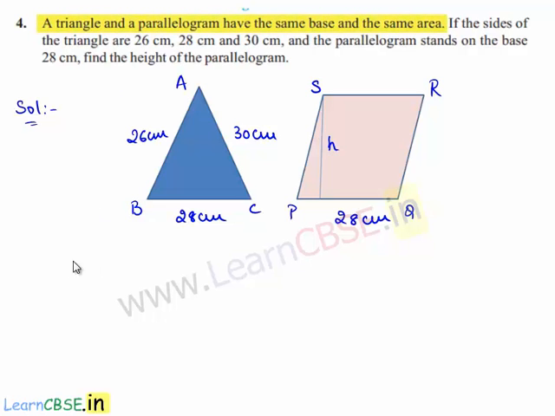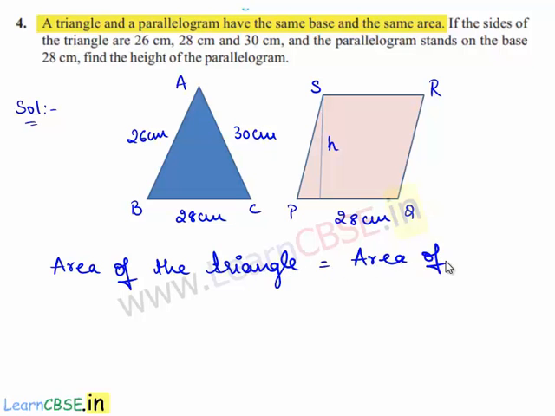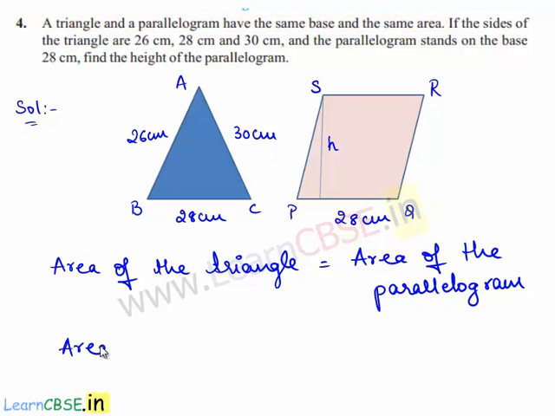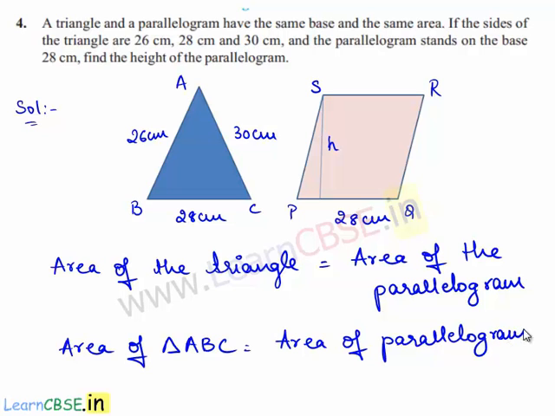So in the given question, the condition given is area of the triangle is equal to the area of the parallelogram. Which is, area of triangle ABC is equal to area of parallelogram PQRS.